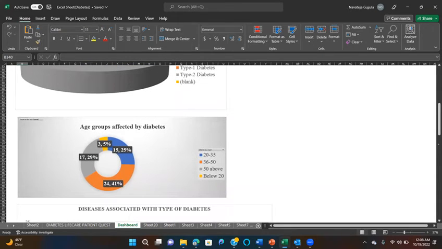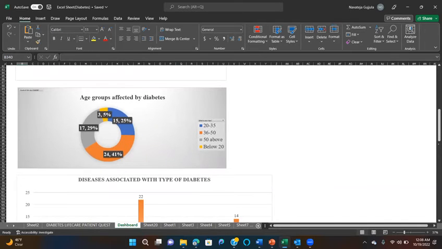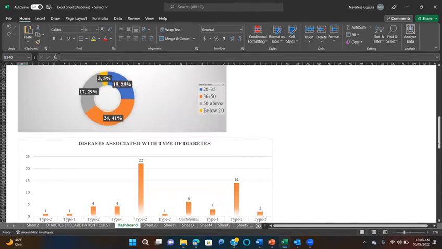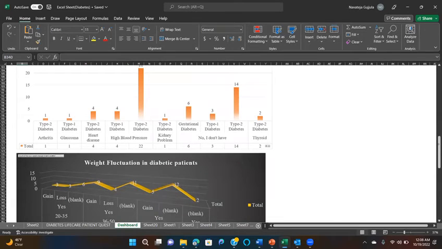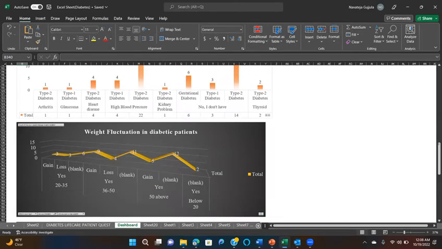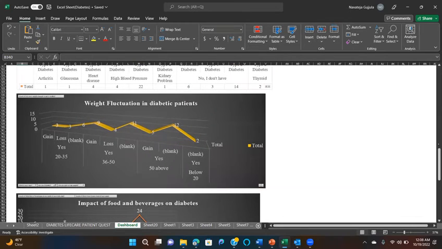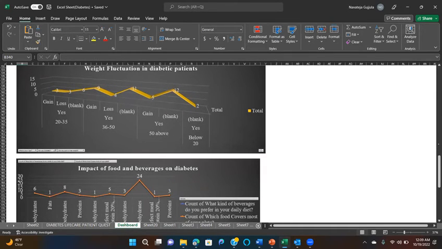When compared by age group, we found that people between 36 and 50 are mostly affected by type 2 diabetes. Along with diabetes, around 22 people in our data have been suffering from high blood pressure. Most of the diabetic patients have been suffering from weight fluctuations. From that, we observed that most people have gained weight rather than lost weight.